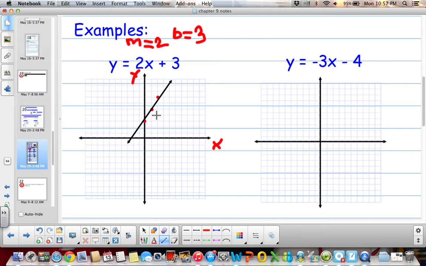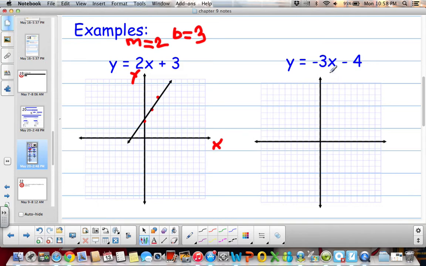And remember, just because you have the 2 dots doesn't mean that your line shouldn't go past them. It's going to go forever and ever both ways. So remember to connect them all with a line with arrows on the end. All right.